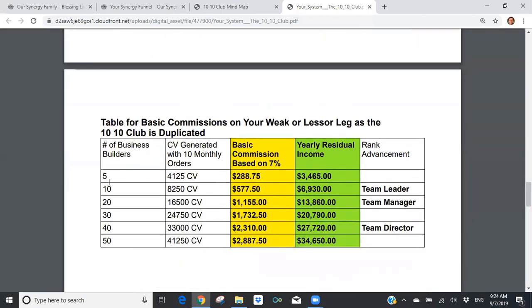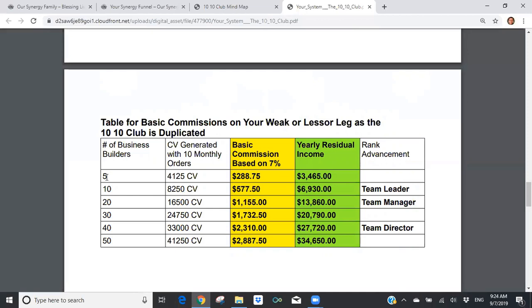Well, if I've got 5 business builders on my weak leg that have got their 10 customer orders for the month, I'm looking at about 4,000 CV of volume, about $288.75 in basic commission, and it represents about $3,500 in residual income for the year. But if I'm teaching those 5 business builders to do what?